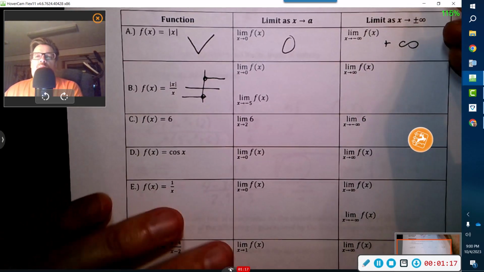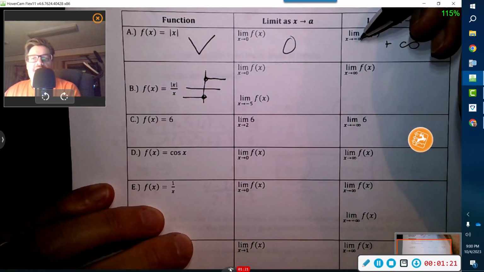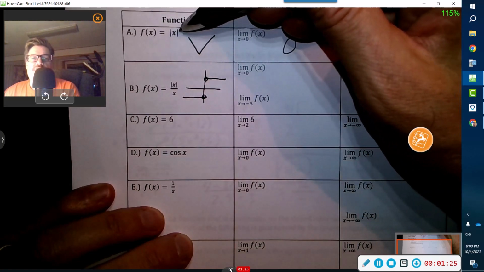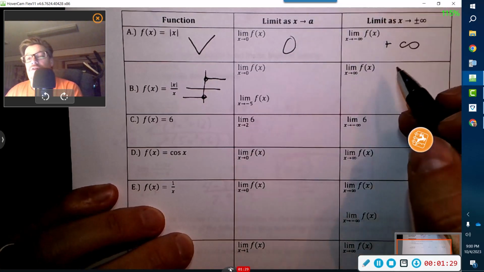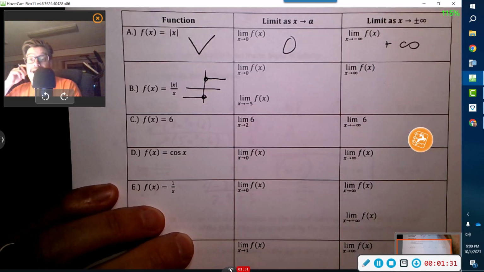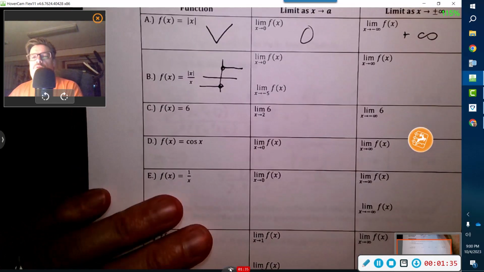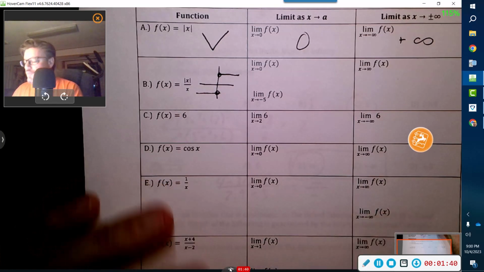But what if you didn't know the graph, right? What you would do is you'd pick a very large negative number, right? And if you put a very large negative number, he would end up being positive by virtue of the absolute value. So he's just going to be a positive infinity. So remember, when you do shoot off to infinities, you could just pick an arbitrary large number that is either positive or negative.